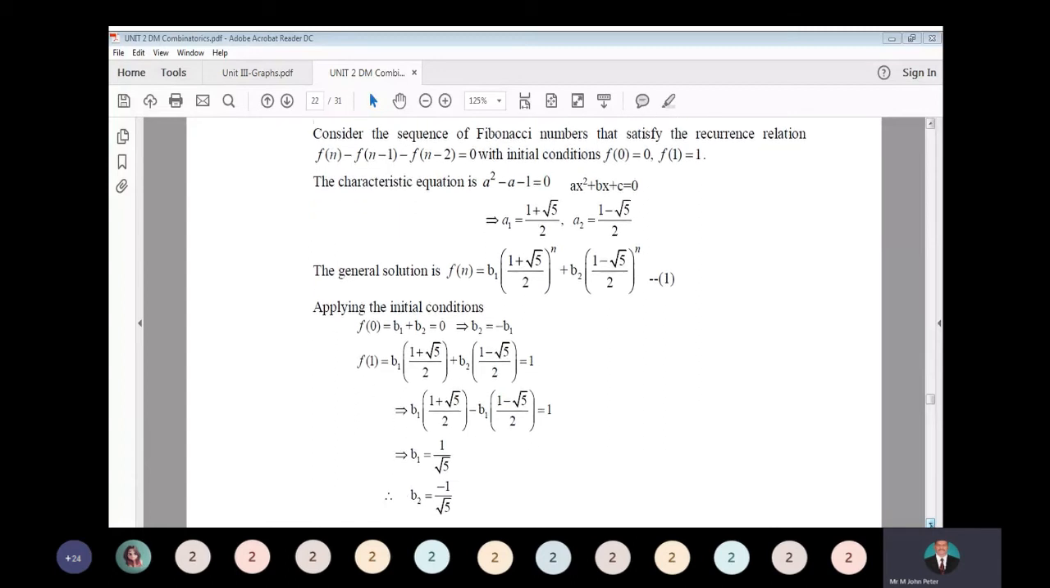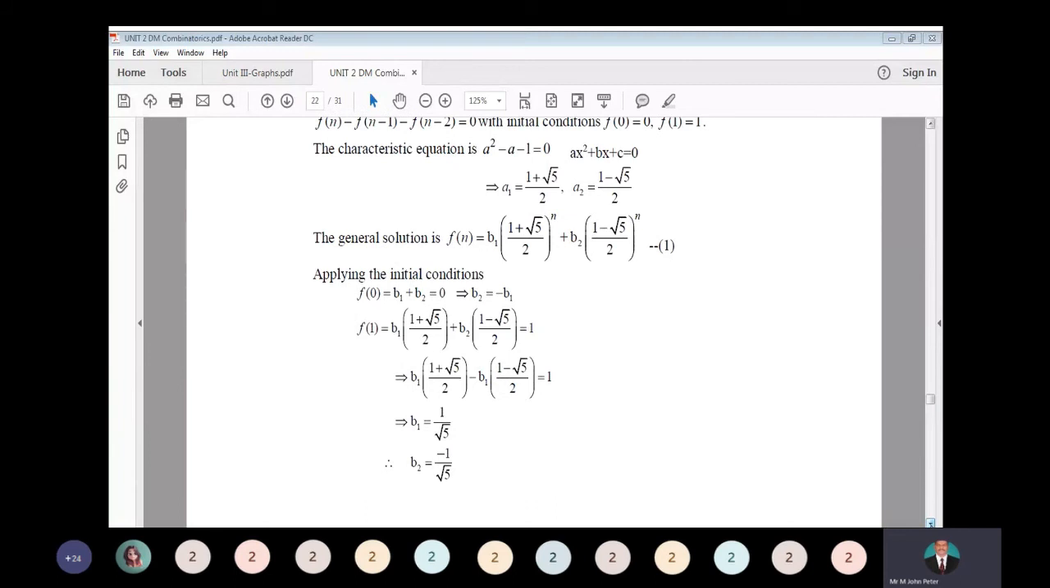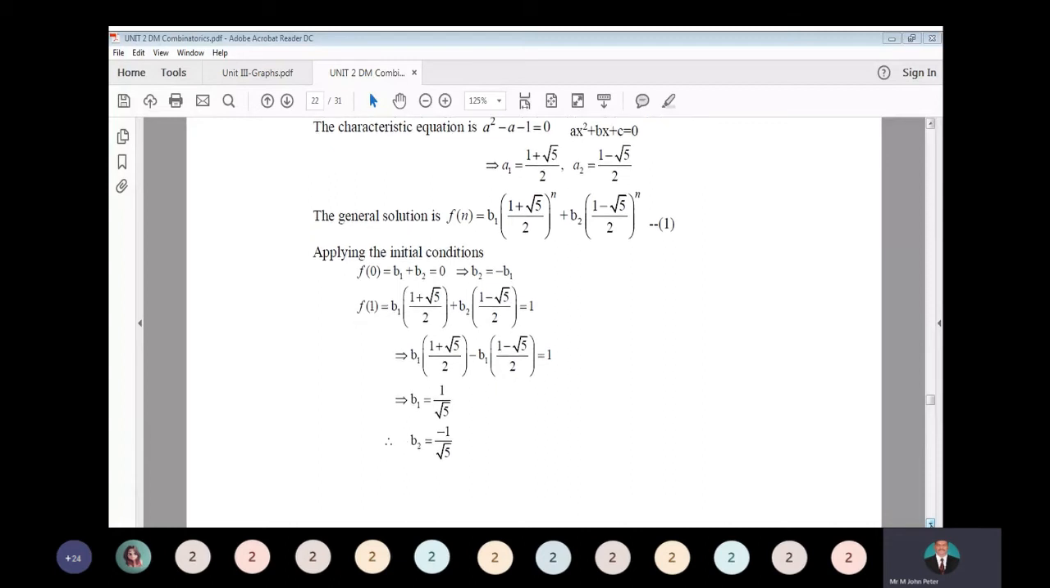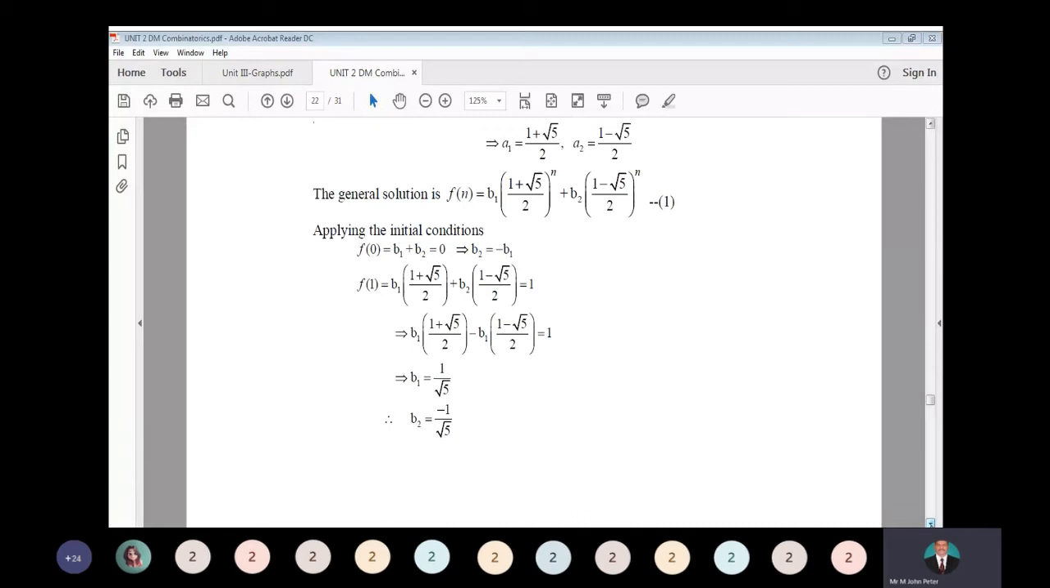So f of 1 equal to b1 into 1 plus root 5 by 2 plus b2 into 1 minus root 5 by 2. That value is equal to 1, since in the Fibonacci sequence f of 1 equal to 1. So we replace that value. Here b1 into 1 plus root 5 by 2 minus b1 into 1 minus root 5 by 2 equal to 1. Replacing b2 is equal to minus b1 in the above equation, you will get b1 equal to 1 by root 5. Hence b2 is equal to minus 1 by root 5.